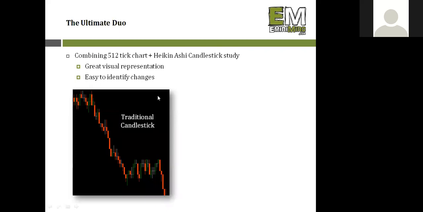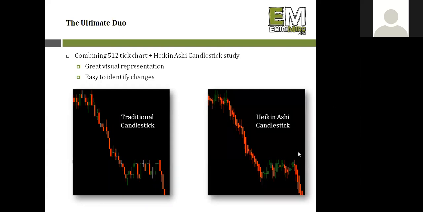So this is a traditional candlestick chart on the left, and then on the right is the same chart, only with the Heikin on it. You can tell, the downtrend's pretty easy to spot as far as even on the traditional candlestick chart. But it's when we start going sideways that you get these periods of red bars, green bars, red bars, green bars, that it helps me stay out of choppy areas a little bit easier than if I'm just looking at the traditional candlestick.